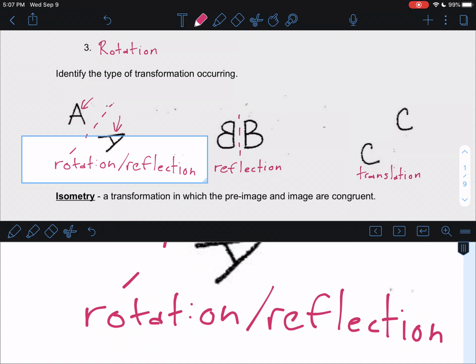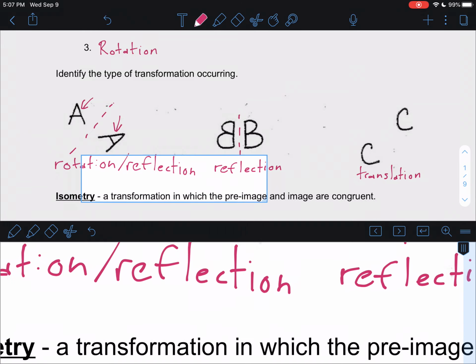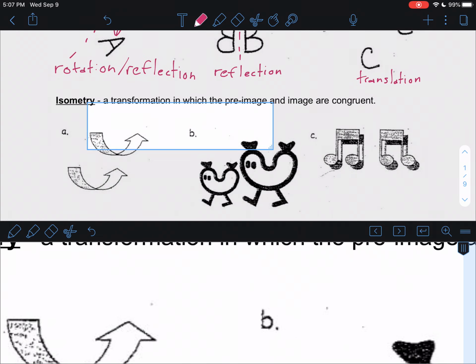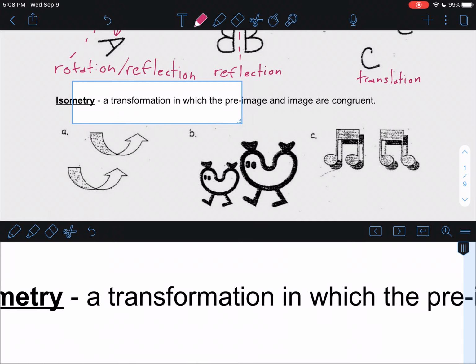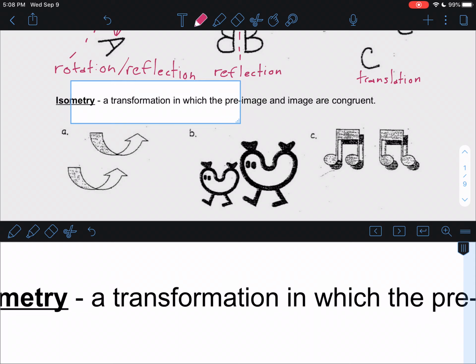Okay, so we had rotation, reflection, and translation, the three types of transformations we're going to be learning about in this unit. We will be learning about more later in the year, but these are the first three that we're worried about. And the reason that we learn about these three first is because they have something in common. They are known as isometric transformations.